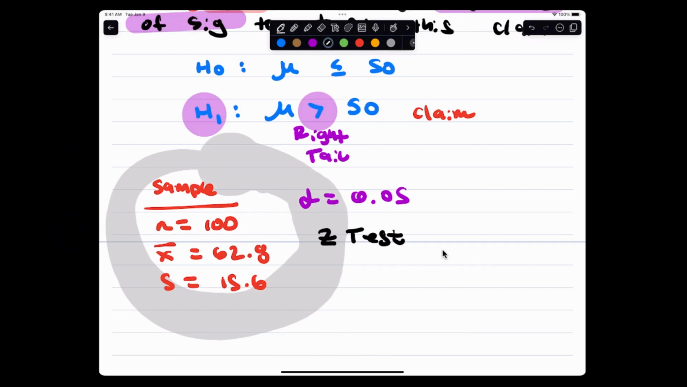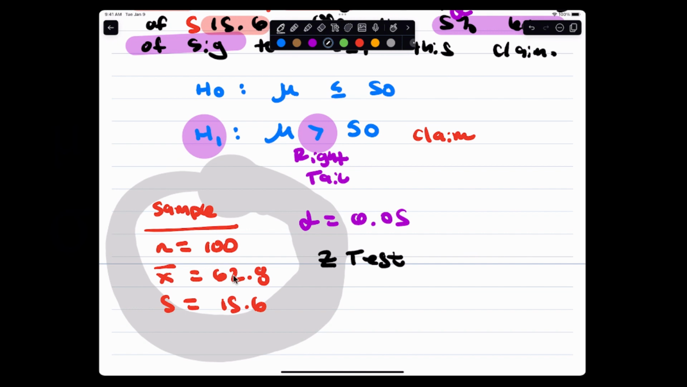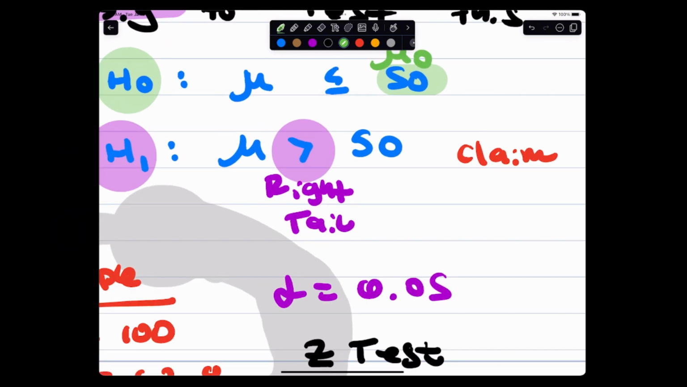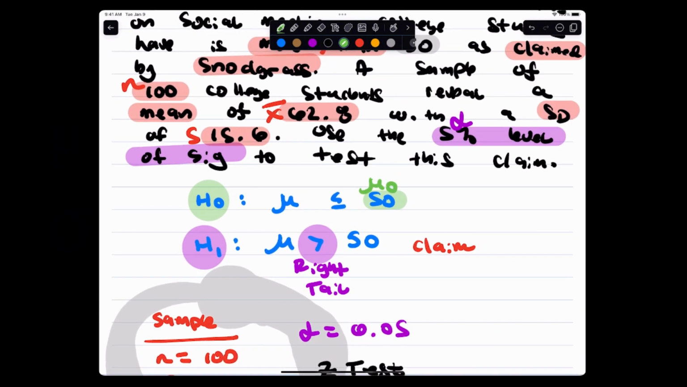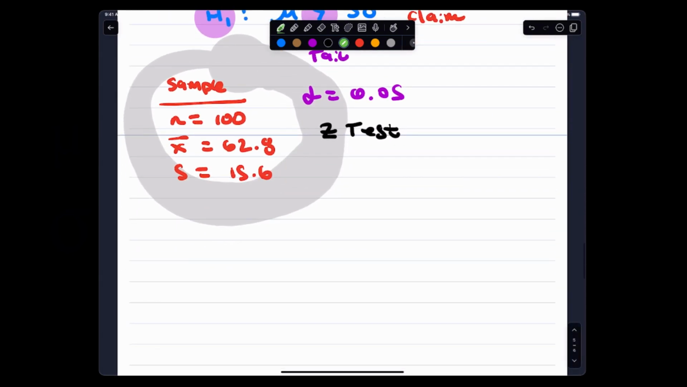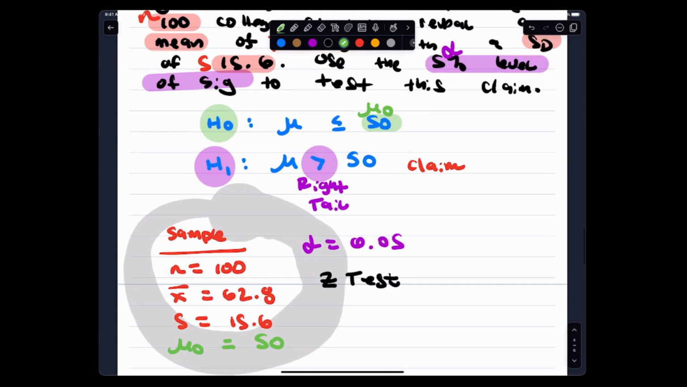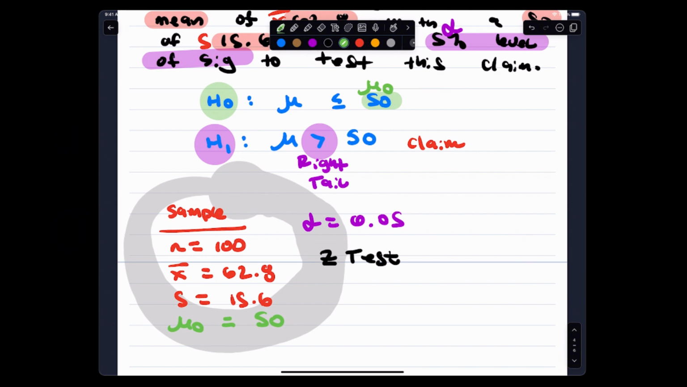Oh, we forgot. Who can tell me? I forgot something. What did I forget? What's the 50 represent? That's the mean in the null what? Hypothesis. That's the first entry in z-test. They want to know what that is. So mu naught is 50. Oh, okay. We left it out. Good. Okay.